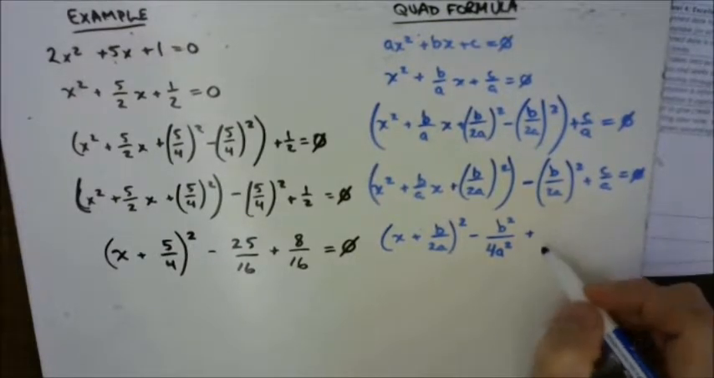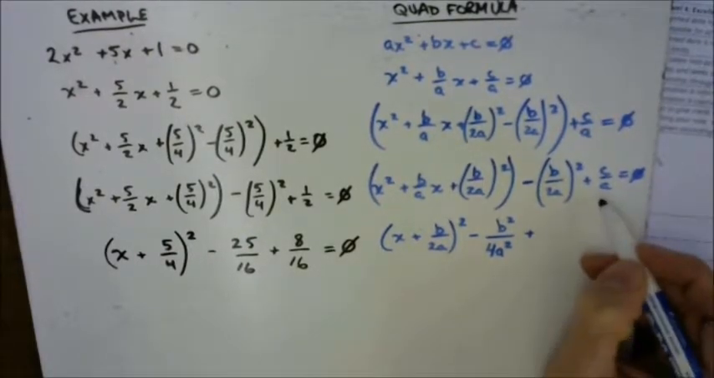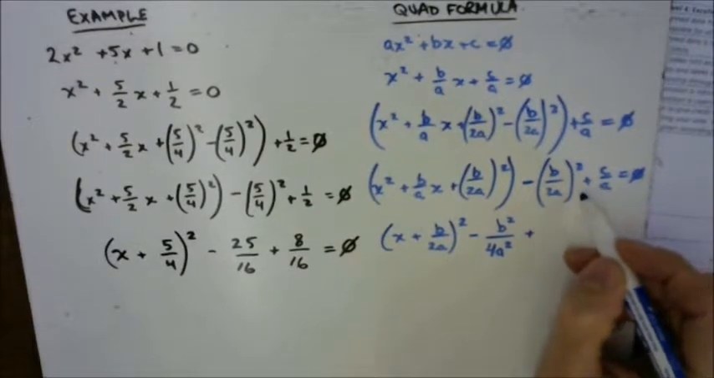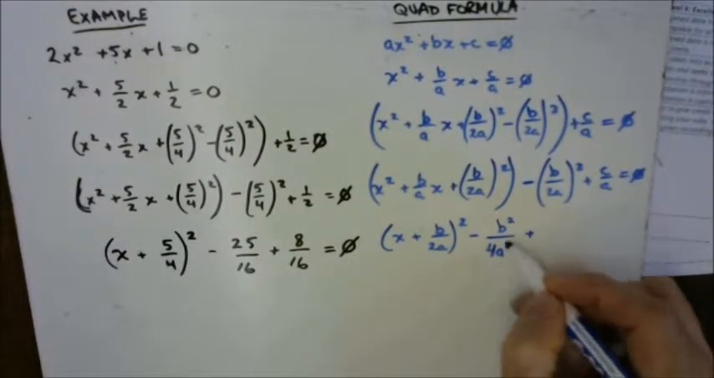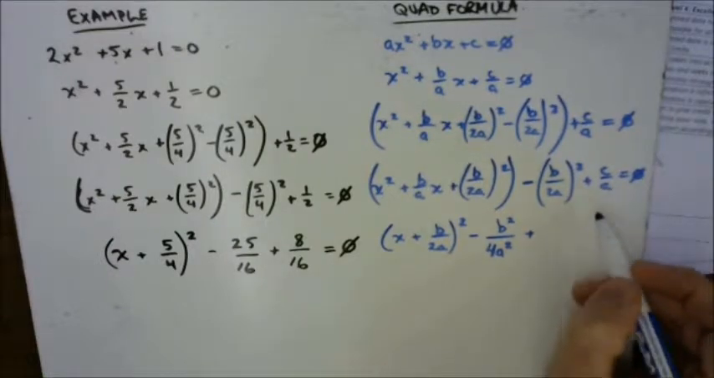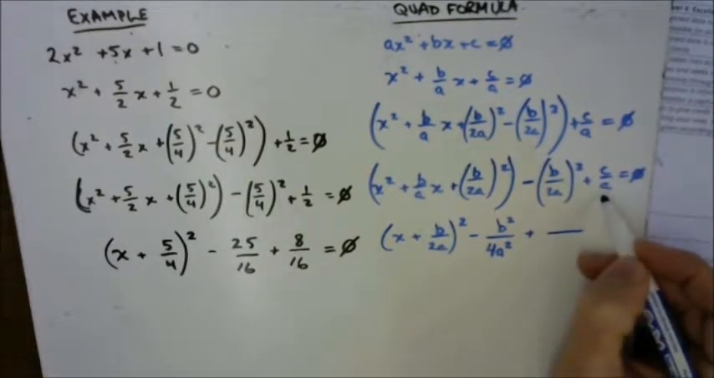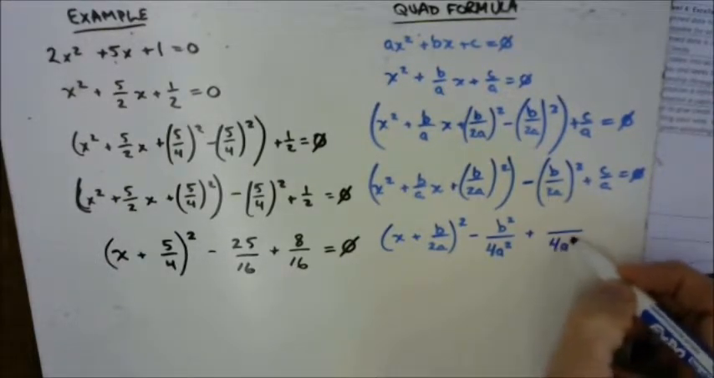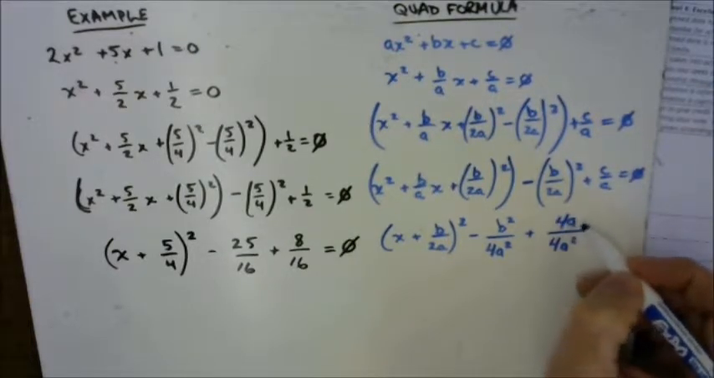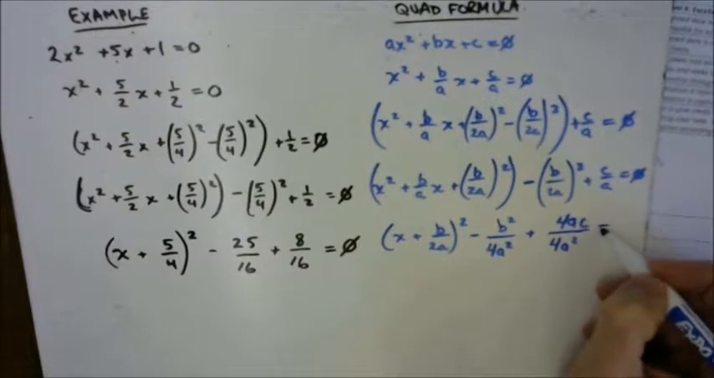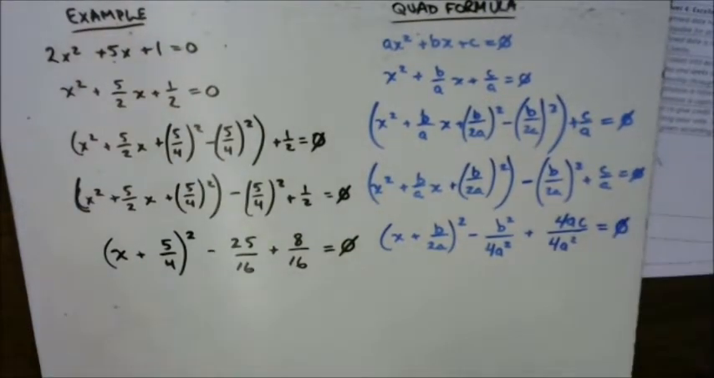Plus, and now again, if I'm going to add or subtract fractions, I need to have a common denominator. The common denominator here is going to be 4a squared. In order to get a common denominator of 4a squared, I need to multiply the bottom by 4a to get 4a squared. And if I do that to the bottom, I need to do the same to the top. So the top gets multiplied by 4a as well, which leaves me with 4ac.